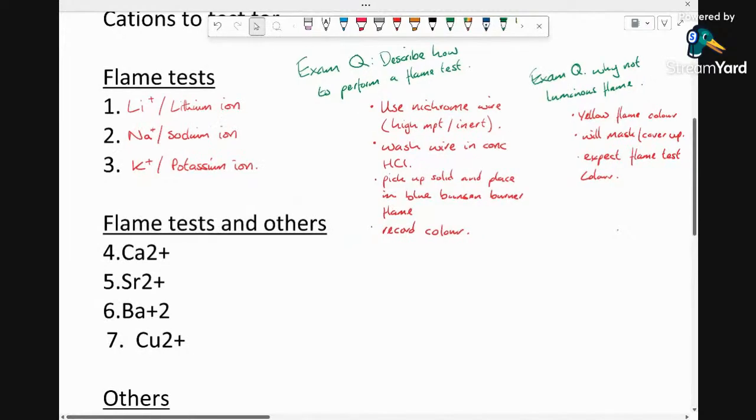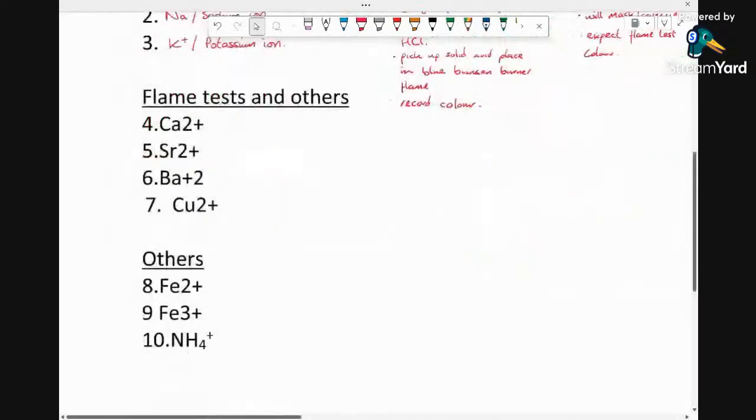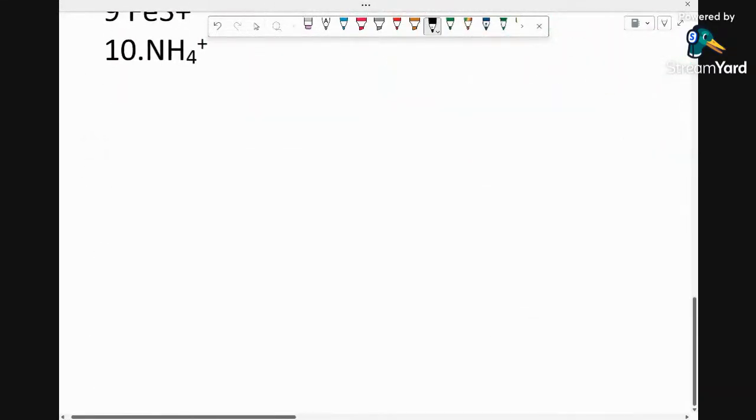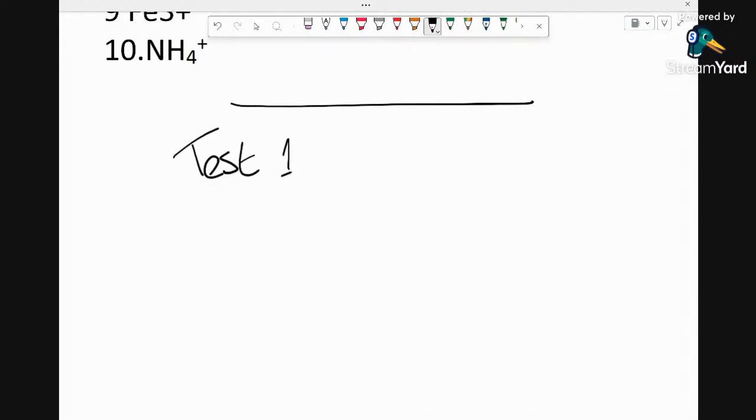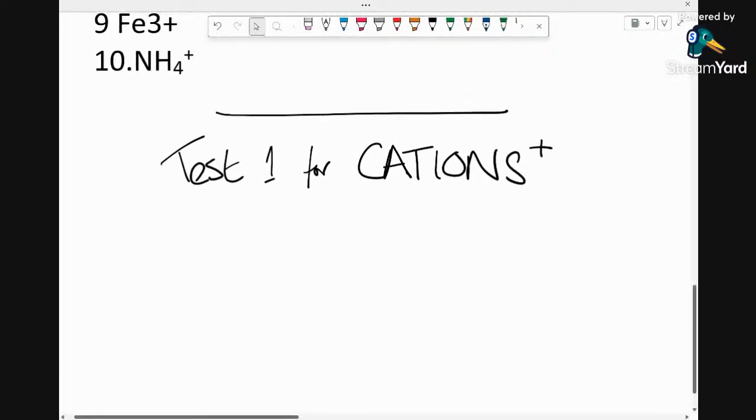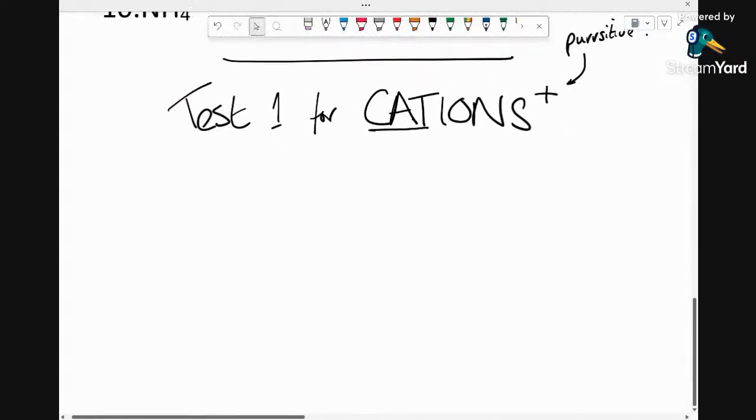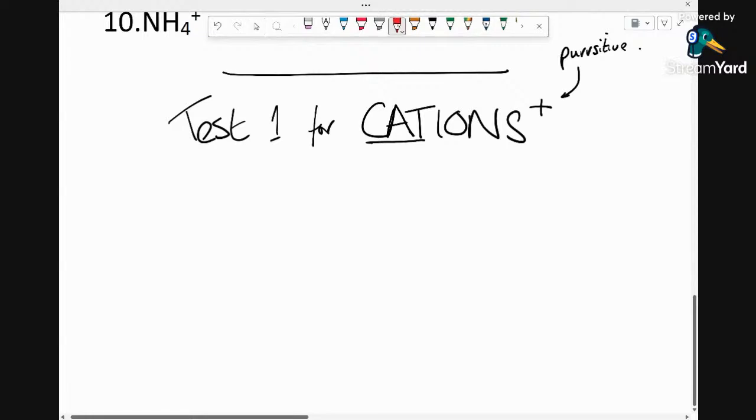Okay, so we're going to do all 3 of these in the same instant. I'm going to underline this and say test 1 for cations, for cat ions. It's nice to do this because cats are positive. Okay, so test 1 for cations is a flame test.